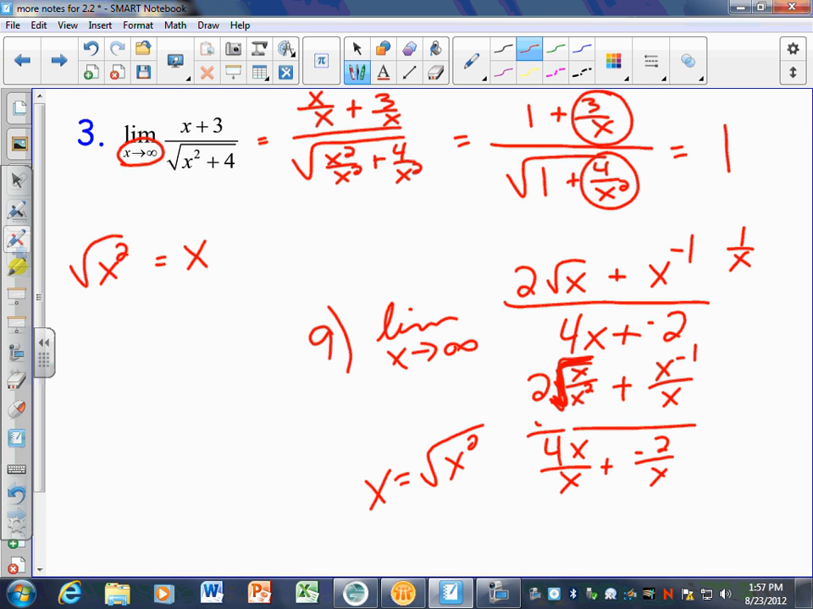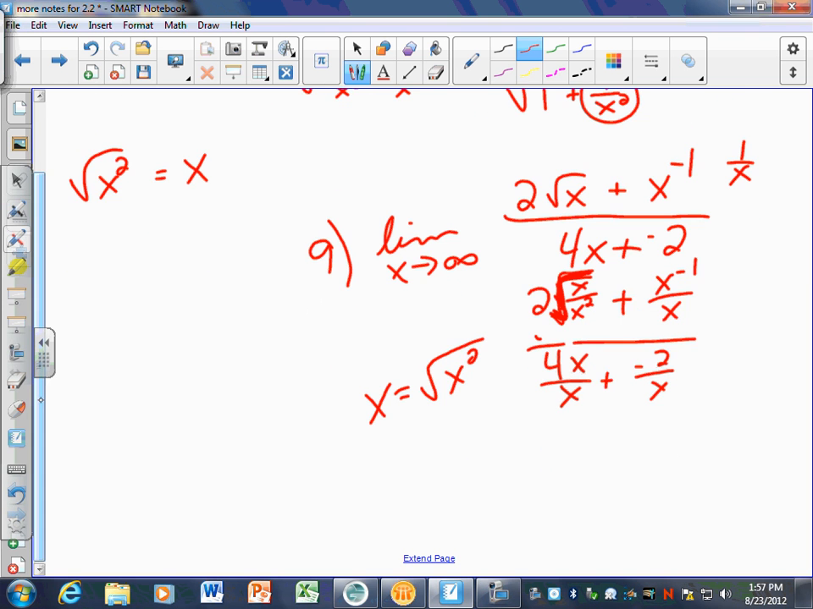Wait, so it's 1 over square root of x or 1 over x squared? 1 over x squared. So I kind of have a big mess up here, but I think I'm left with a 2 out here. And what would x over x squared give me? 1 over x, so it's technically still under a square root there. Plus 1 over x squared all over 4 minus 2 over x.